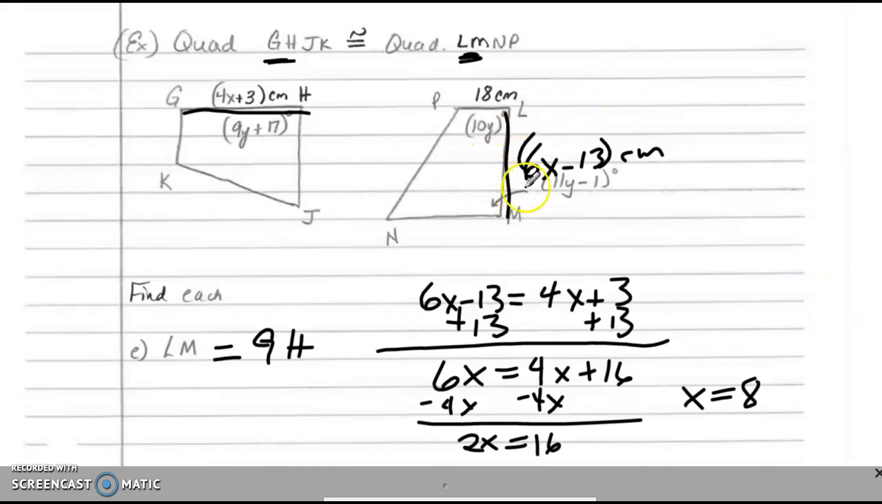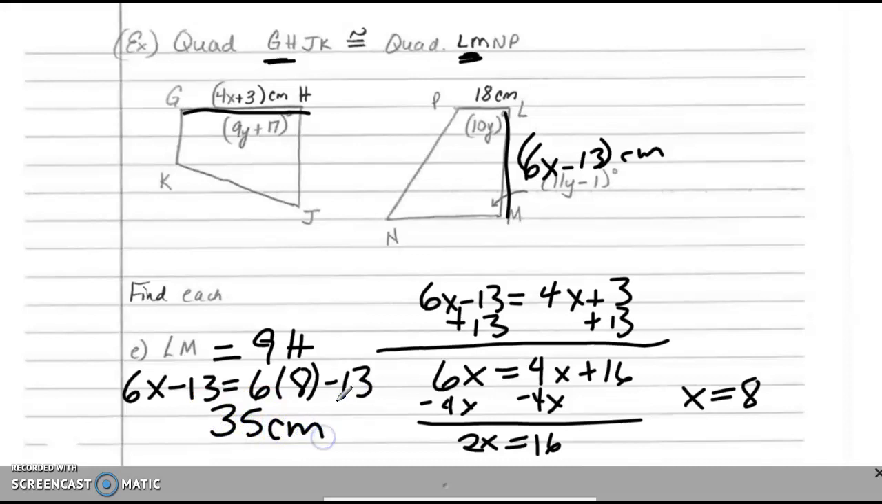Now we're not asked to find x, we're asked to find the length of segment LM. And so segment LM is 6x minus 13, so we're going to plug in 8 for that x. So 6x minus 13 is the same as 6 times 8 minus 13, which is 48 minus 13, or 35 what? Good. Okay. Everybody all right with that?